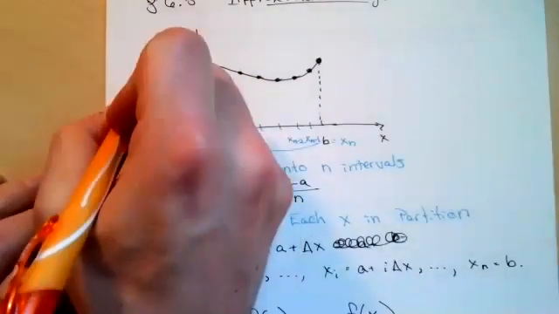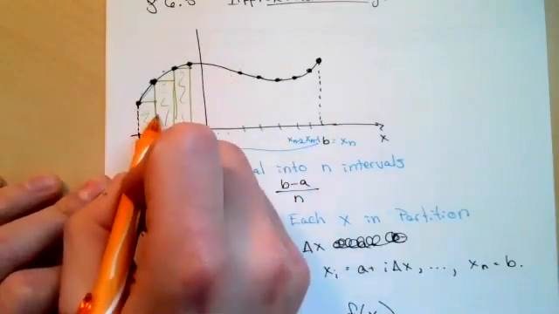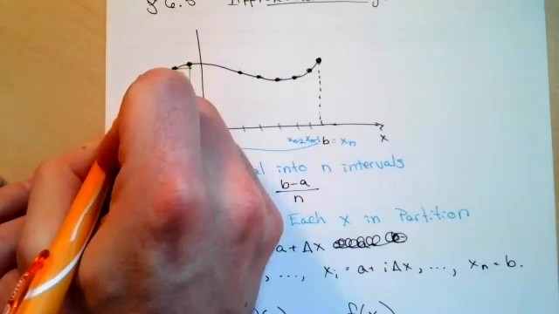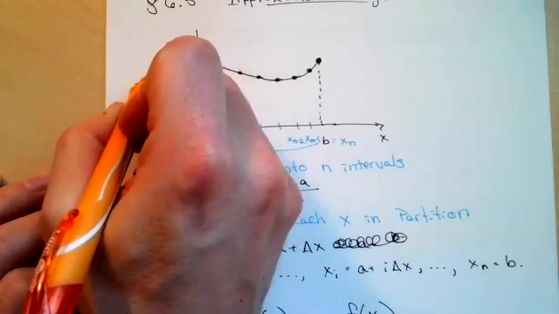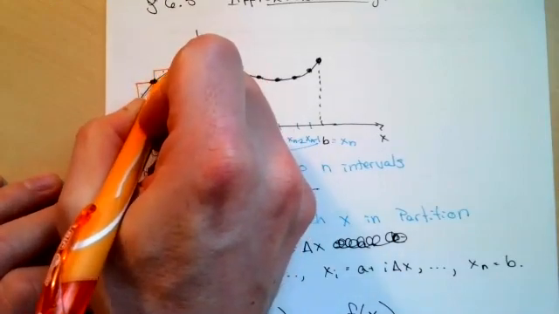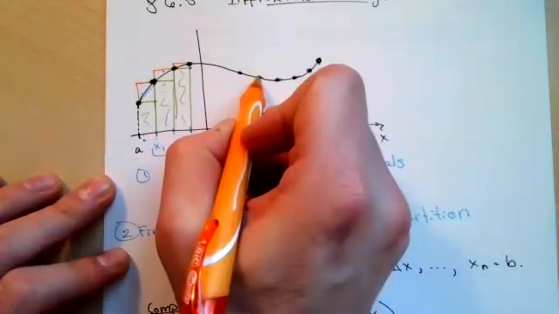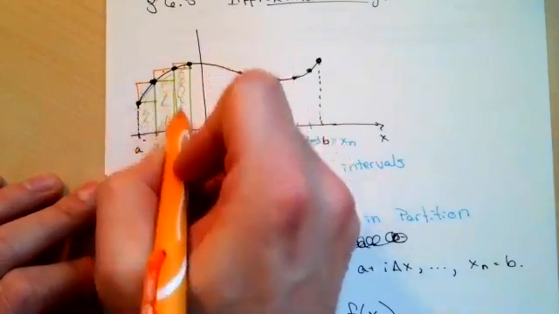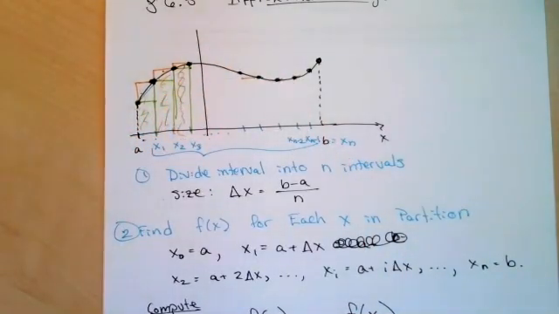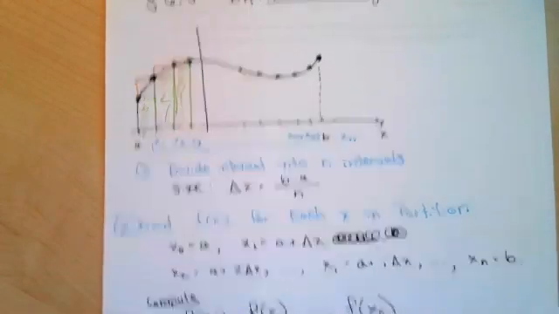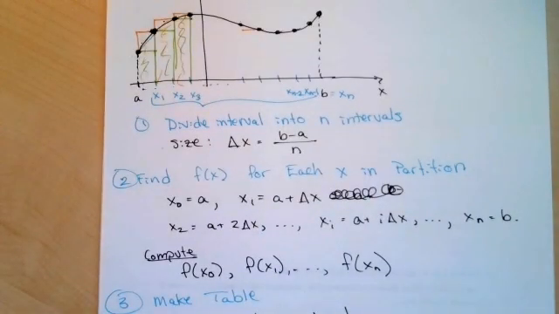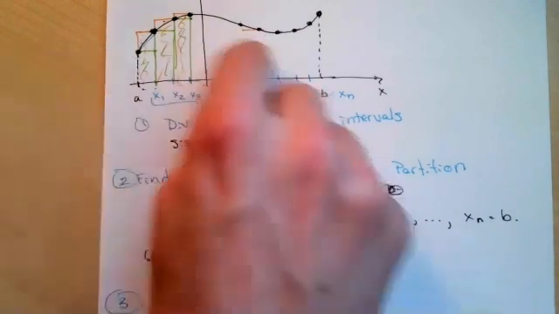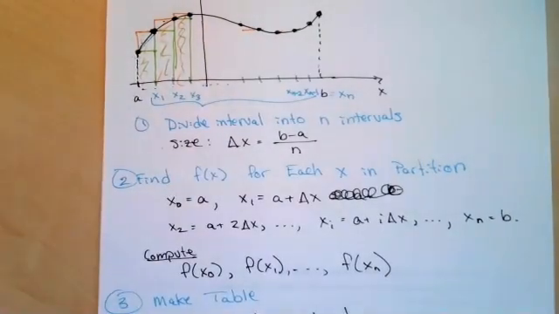If we wanted to do the right-hand rule, we use the right-hand side of each interval. I like to start at the second one and then draw the boxes to the left. And so you can see sometimes the left is an under approximation while the right is an over, and sometimes they'll flip depending on the concavity and direction.